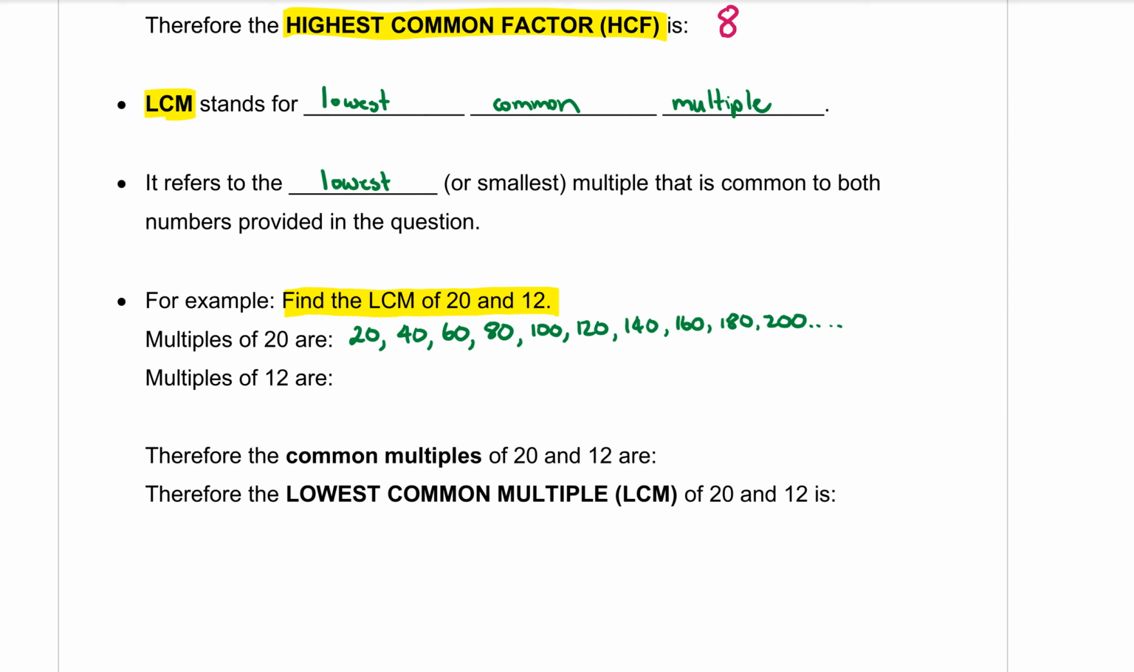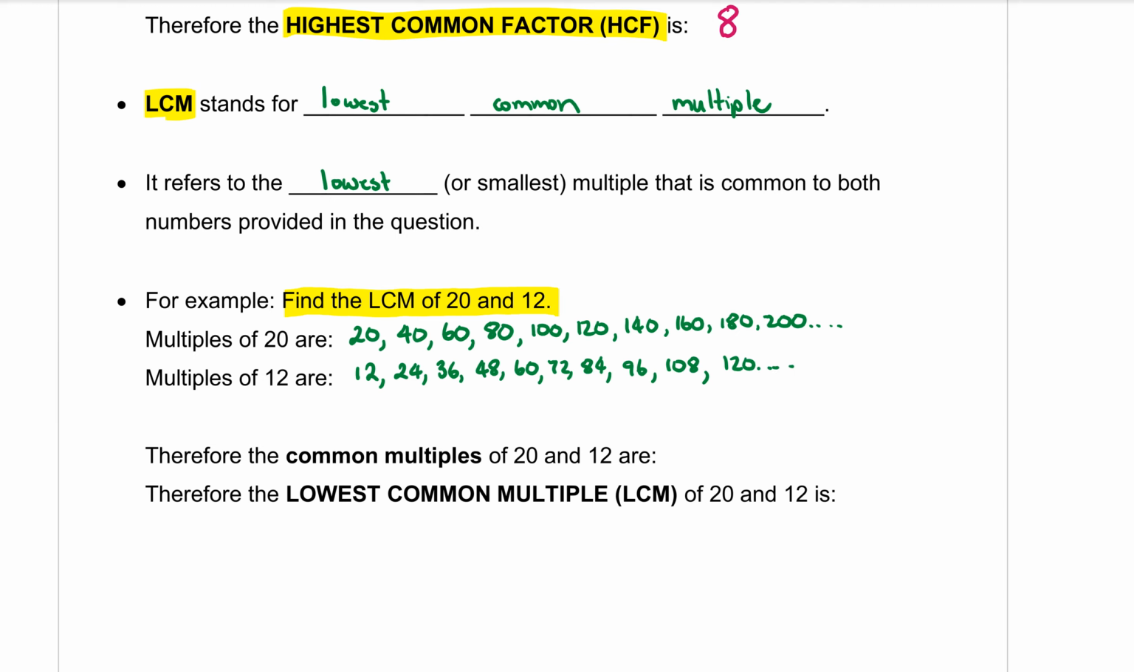So now let's do the multiples of 12. So our 12 times tables. 12 times 1 is 12. 12 times 2 is 24. 12 times 3 is 36. 12 times 4 is 48. Okay, so again, you're adding on 12 each time. So let's quickly write down a few more. 72, 84, 96, 108, 120, and let's say that will be enough.